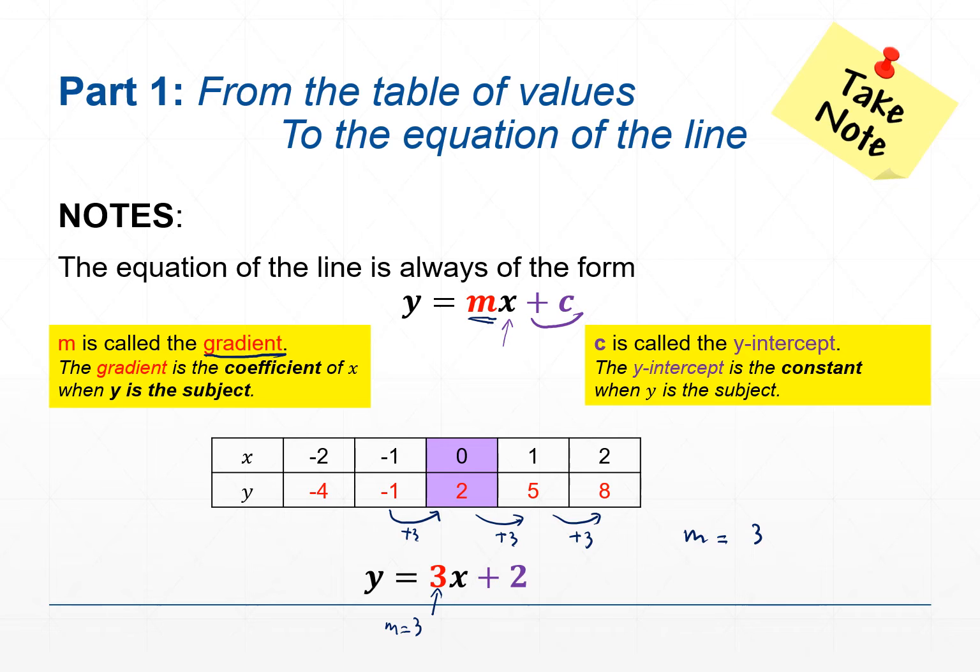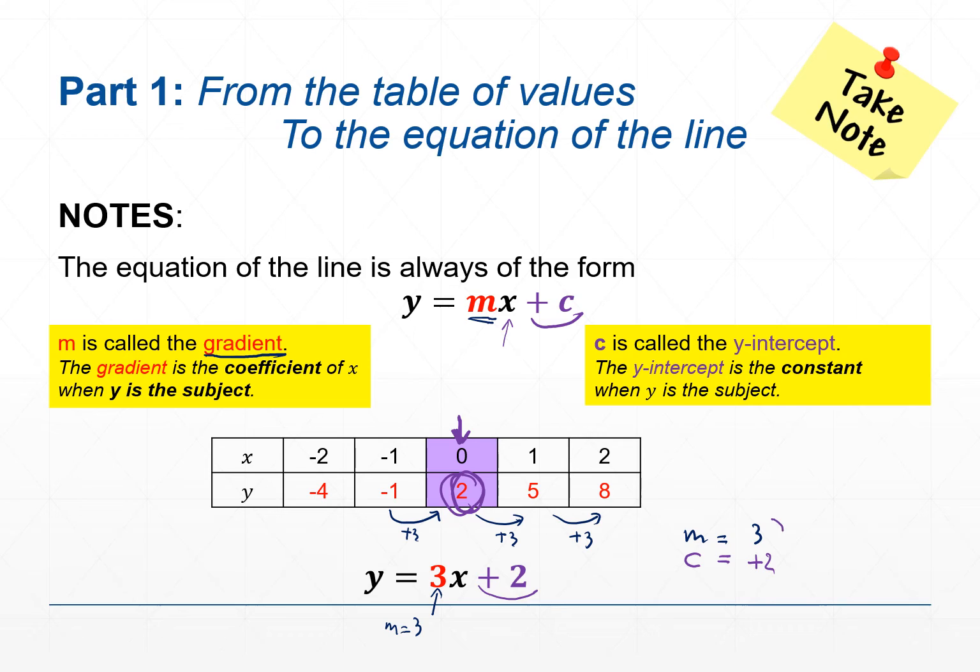How do I find this value? Well, in your table of values, it's the value of y when x is 0. So here, x is 0, so that's the third column in our table. How much is y then? 2. So my y-intercept here, c, is 2, and I'm going to put positive 2. Okay, so we can see it from the equation, it's plus 2.